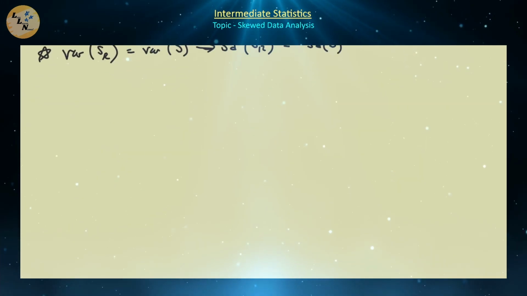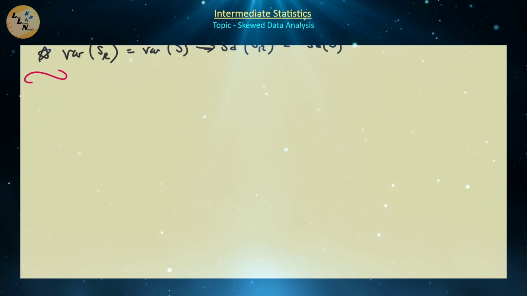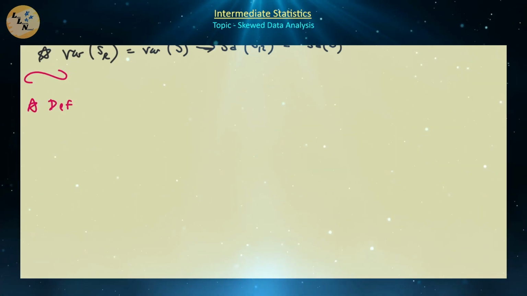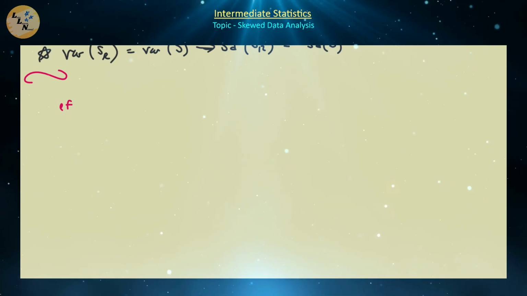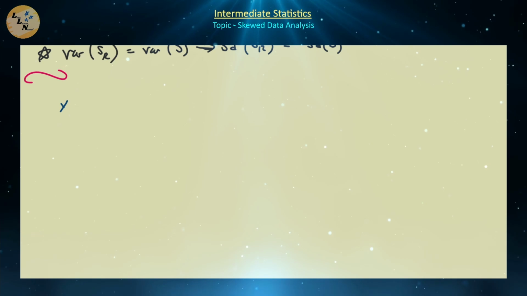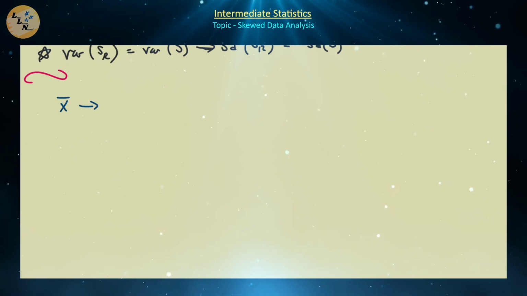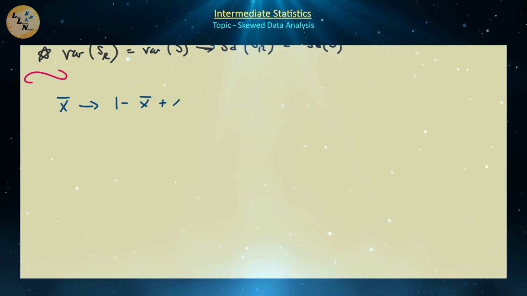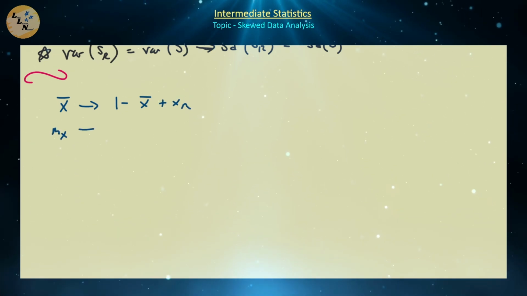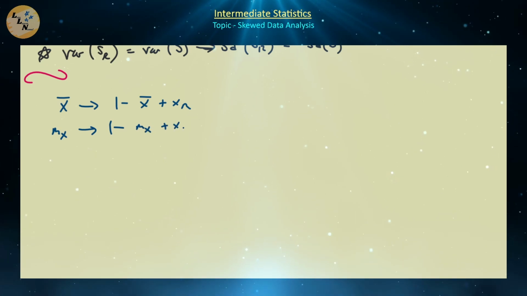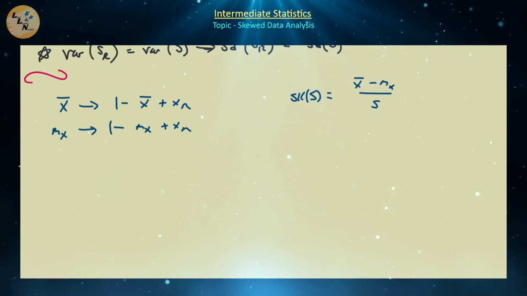Now, a couple other things that are going to be very, very useful in this analysis. Let's just get into the calculations. So where's the mean going to go? The mean is going to go to 1 minus the mean plus the maximum, and the median is going to go to 1 minus the median plus the maximum, right? So remember, the skewness coefficient of S is going to be equal to x bar minus the median of x divided by the standard deviation of x, right? And keep in mind the standard deviation of x is the same as the standard deviation of the reflected data set, so that's not going to change.